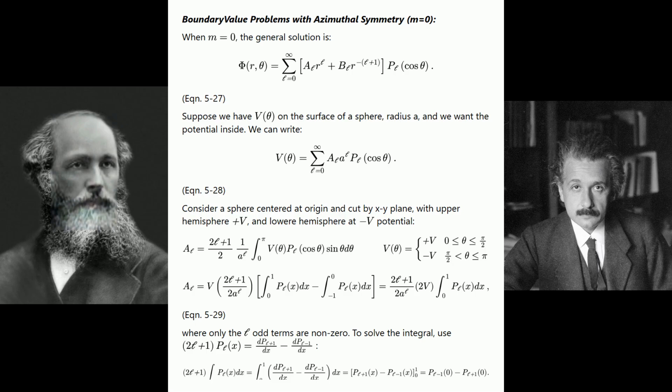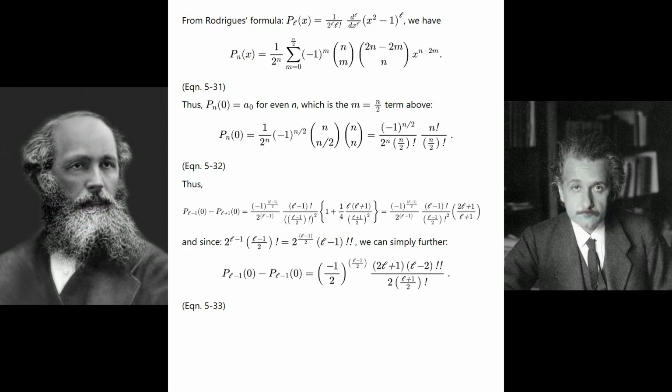See equation 5-30. From the Rodrigues formula, P_ℓ(x) equals 1 over 2 to the ℓth power ℓ factorial, times d to the ℓth power over dx to the ℓth power, times (x squared minus 1) to the ℓth power. We have, see equation 5-31 that follows. Thus, P_n of 0 equals a_0 for even n, which is the m equals n over 2 term above. See equation 5-32.